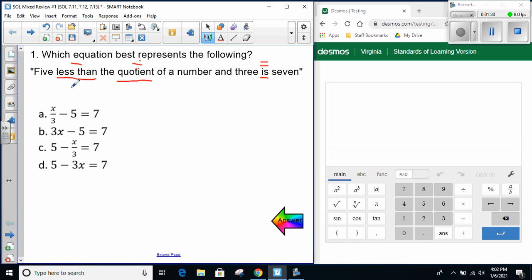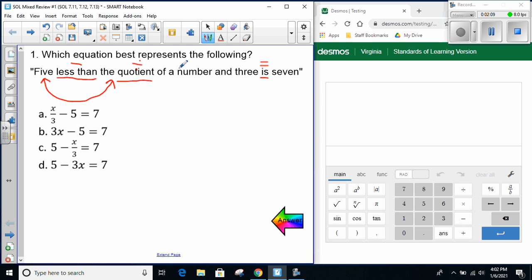So if you remember from class, less than was a really important phrase because it signaled a turnaround was going to happen. And what do I mean when I say a turnaround? I mean, it says 5 less than the quotient, but we're going to write the quotient of a number and 3 first, and then we're going to write the minus 5 part after. The reason being is if I want to take 5 less than something, I'm taking 5 away from that amount. So I need to write the quotient of a number and 3 first and then subtract 5. So we're turning around these two parts of the statement.